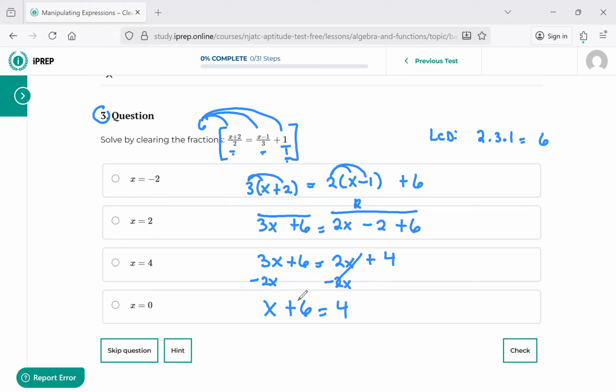Okay, the next step is I'm going to get the constant on one side. So I'm going to move this positive 6 to the right. How I'm going to do that is I'm going to subtract 6, right? Because this is addition, the opposite of addition is subtraction. So that 6 goes away, so you're left with x. And then on the right, what's 4 minus 6? Negative 2. Okay, that is my final answer.